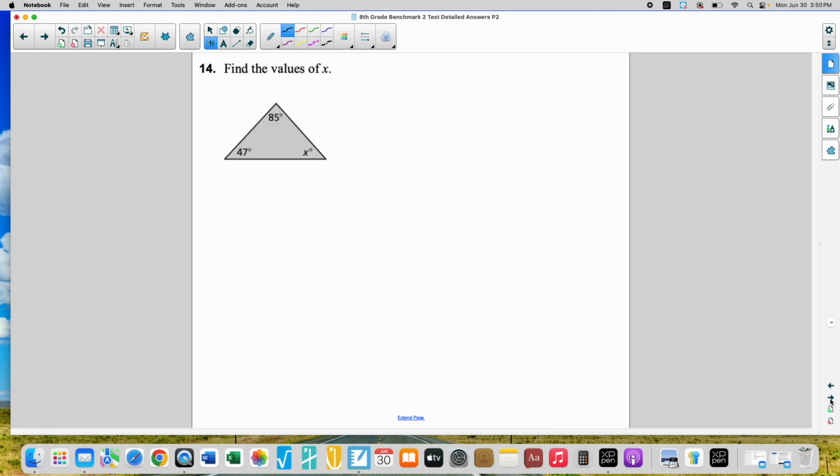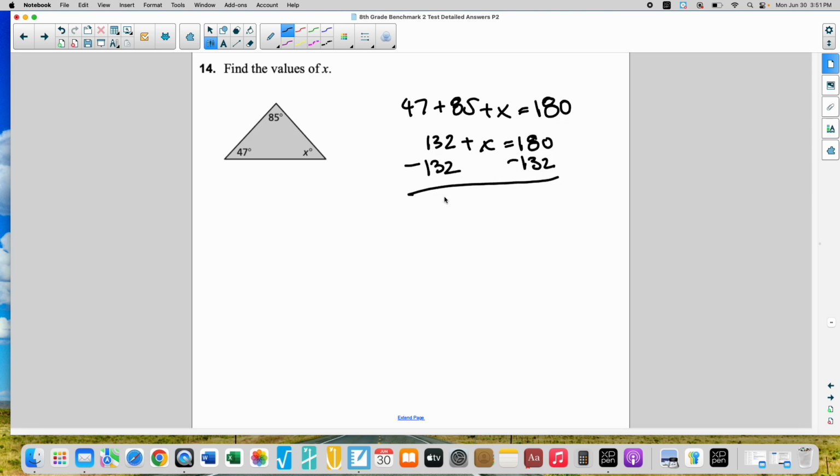Very important. Find the value of x. There's only one value of x. We know that the sum of the angles of a triangle, 47 plus 85 plus x, will always equal 180 degrees. Let's add those together. We get 132. Then we can solve for x by subtracting 132, and we get x equals 48 degrees. So number 14 is x equals 48 degrees.